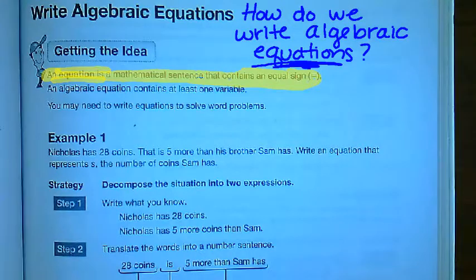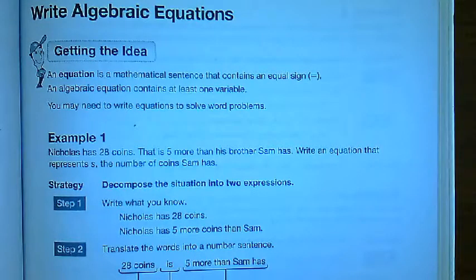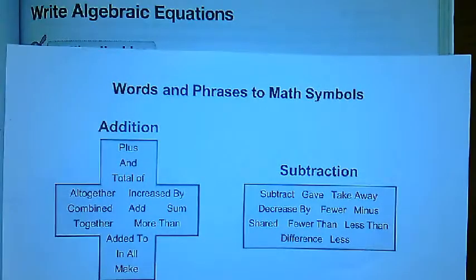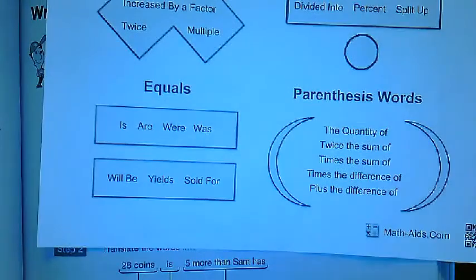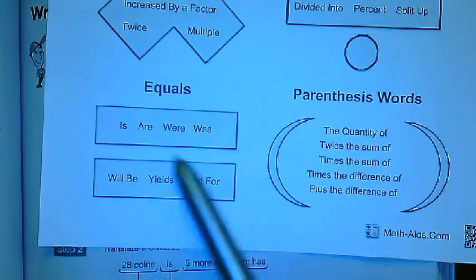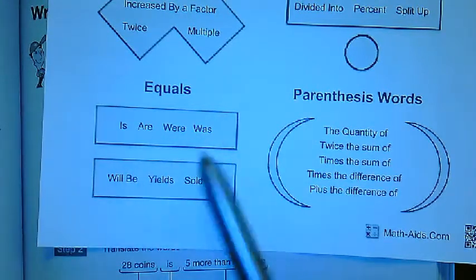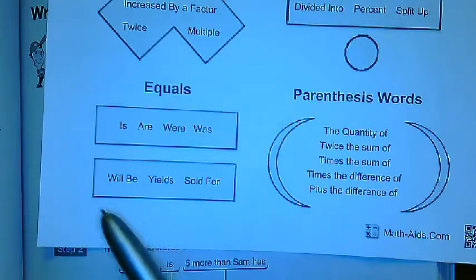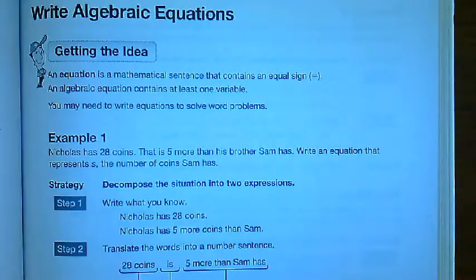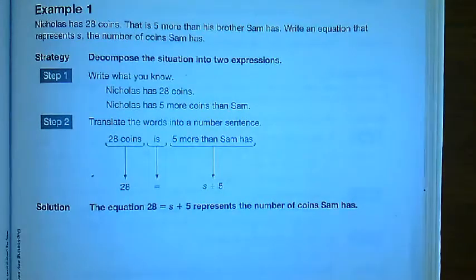The other thing I wanted to remind you is, let me find it. So earlier in this unit I gave you this thing, okay, words and phrases, math symbols. This paper is super helpful. Also points out, well, I won't say all, but a lot of the words that would mean equals. So if you see any of these things, is, are, were, was, anything like that, that should symbolize to you that we are going to have an algebraic equation rather than an algebraic expression. So example number 1.